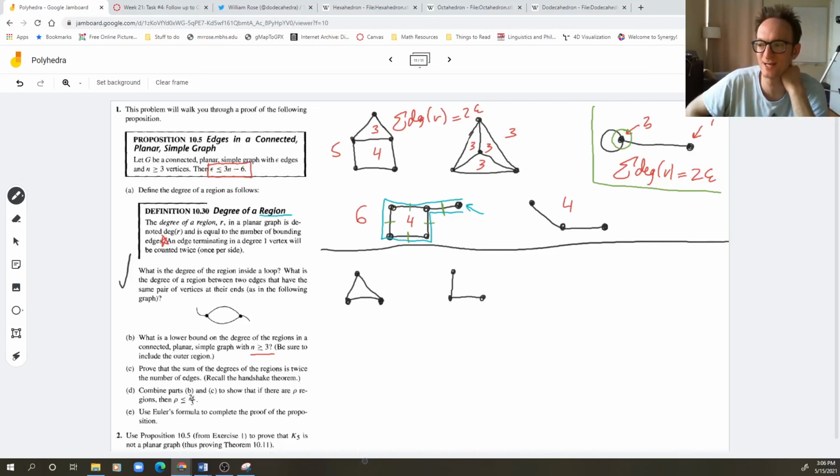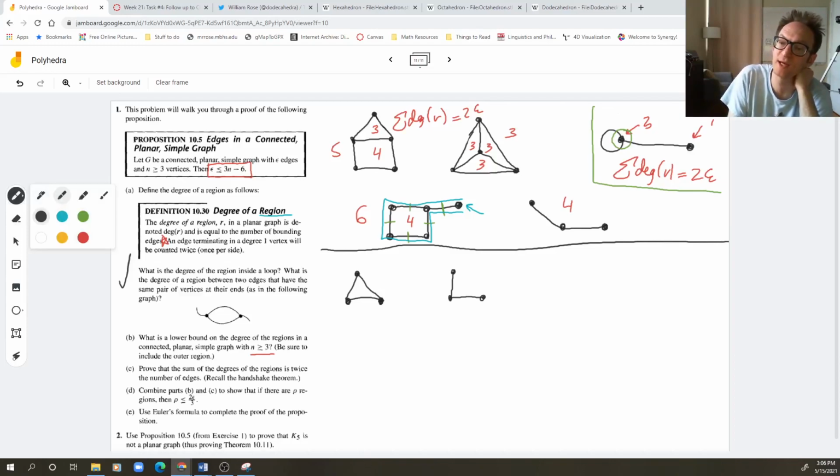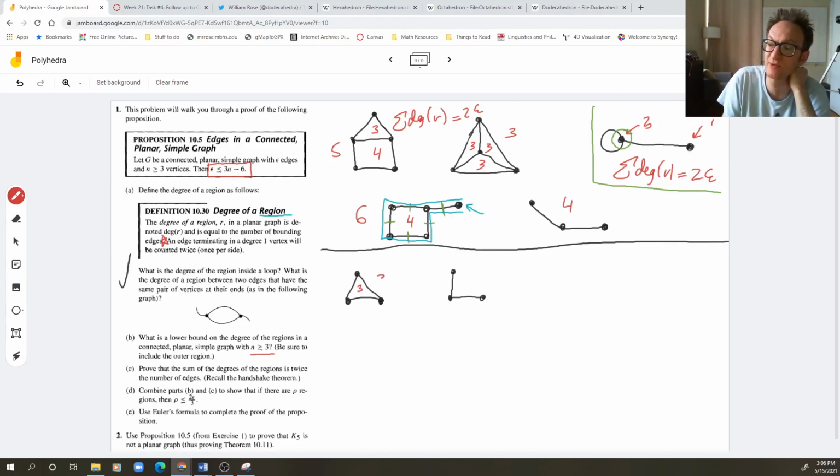That's all there is. There are no other graphs that are simple, connected, and have exactly 3 vertices. Okay, so what is the degree of this region? Well, it's 3. And what's the degree of this outside region? 3. What's the degree of the region here? 4. Okay, and so I guess this is the point.